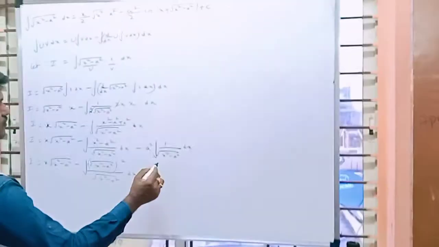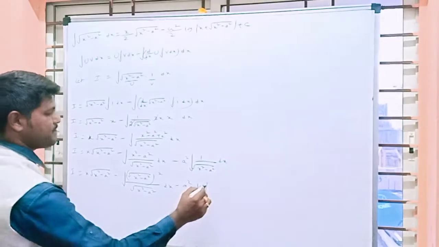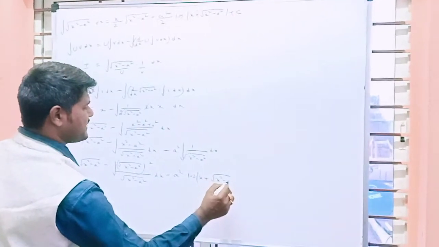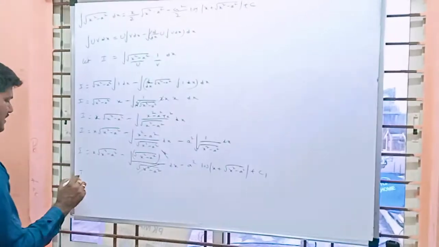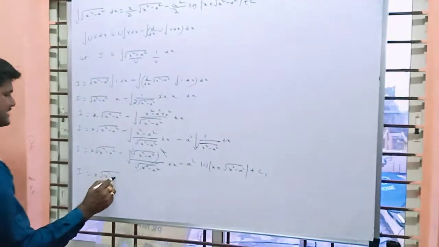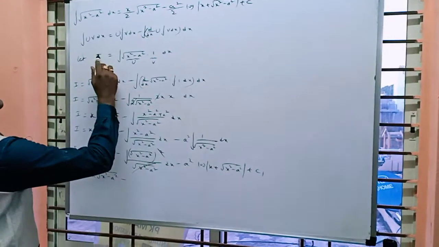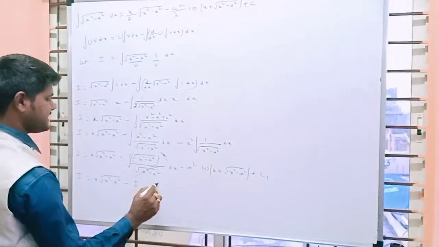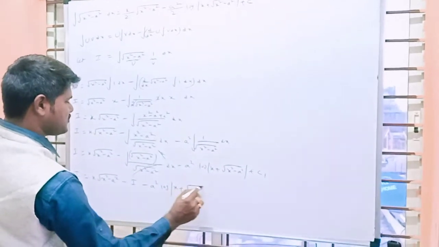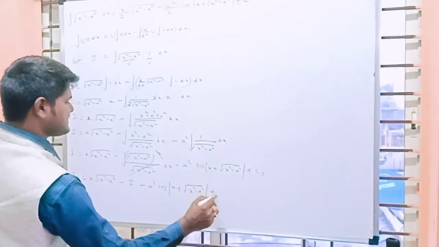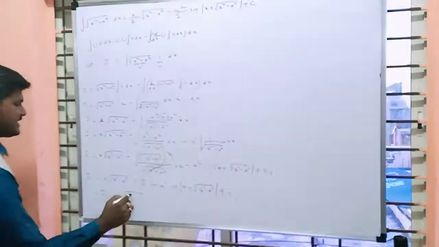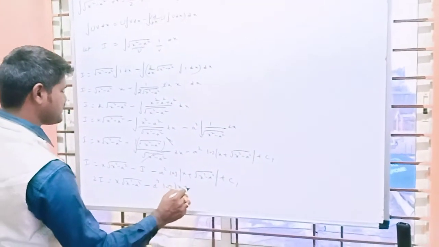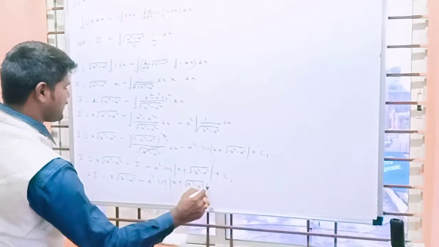Dx minus a square into, we know this formula is log mod x plus root of x square minus a square plus c1. This term cancels. I is equal to x root of x square minus a square minus, this is nothing but the given question I, minus a square into log mod x plus root of x square minus a square plus c1. This minus side, transfer to the left hand side. 2I is equal to x root of x square minus a square minus a square into log mod x plus root of x square minus a square plus c1.